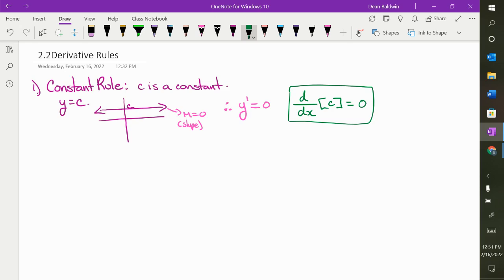Doesn't matter what the constant is. So if I said, I don't know, if I said y is equal to 10, and said, what's y prime? You would say? 0. Done. Easy. Okay? All right.